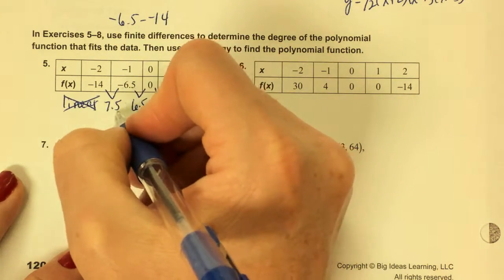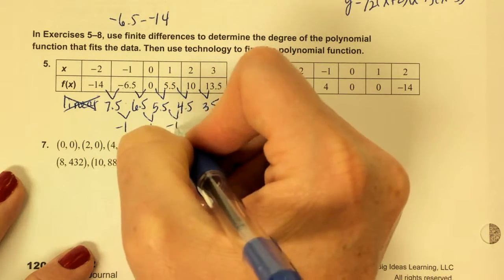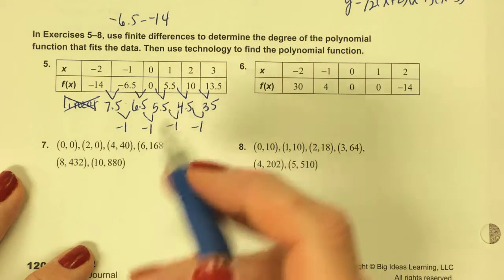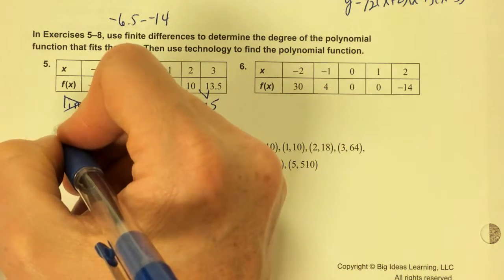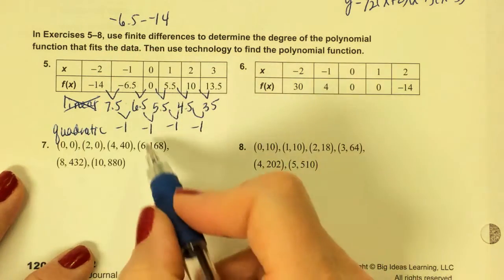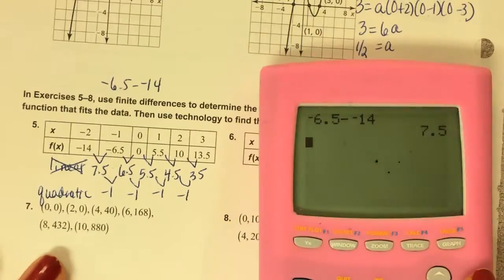6.5 minus 7.5, that's negative 1. This is negative 1. This is negative 1. This is negative 1. Are all those the same? So what do we know about this function then? It must be what? Quadratic. If I had to go one more time to get them all to be the same, it would have been cubic.